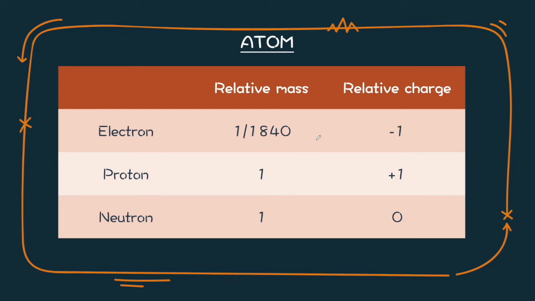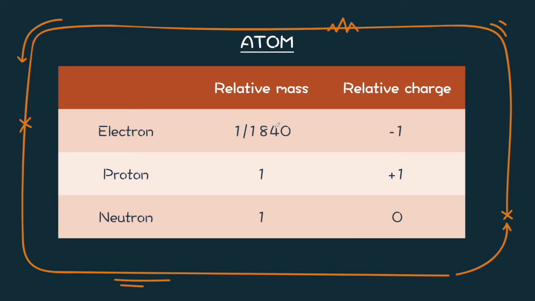So here you have to remember electron has a relative mass of 1 over 1840, while proton and neutron are just 1 and 1. Which means you need 1840 electrons to equal the mass of 1 proton or neutron. Okay, so you must remember this: the mass of electron is basically negligible.